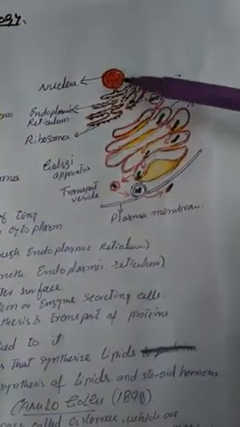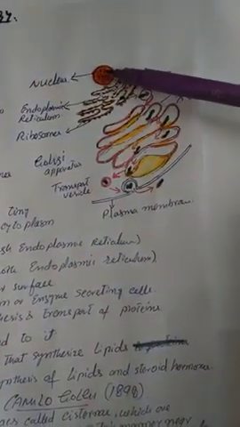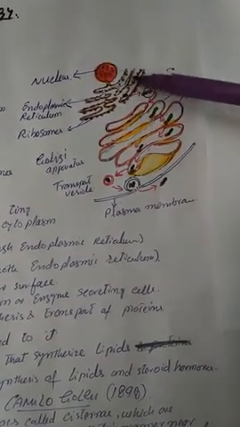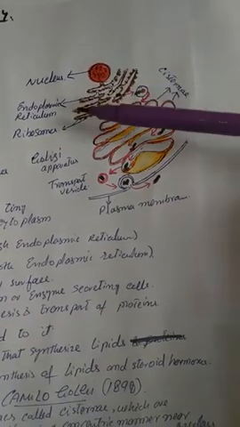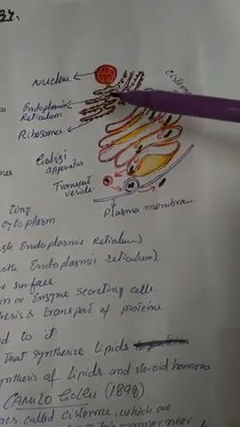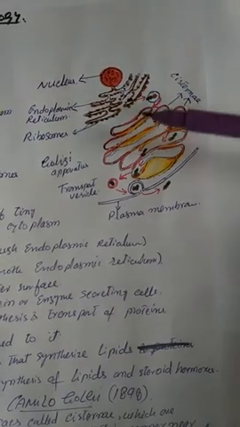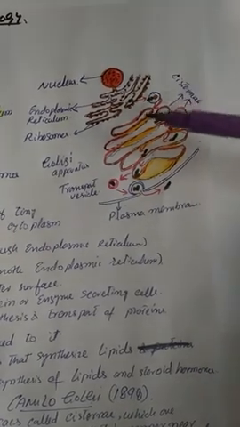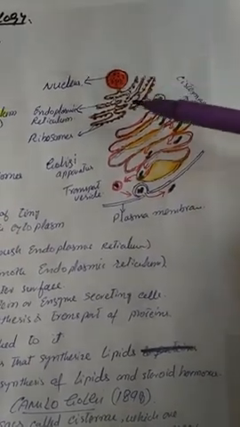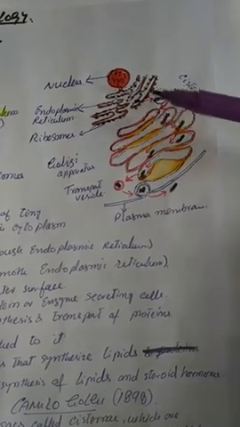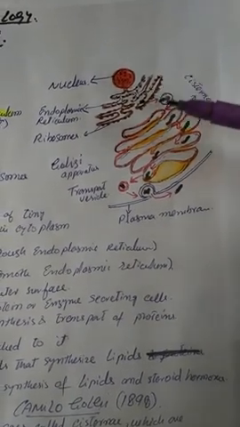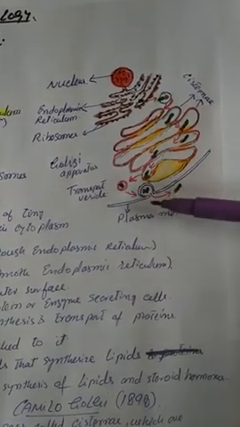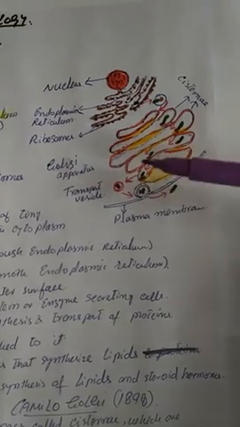Here this is the nucleus of a eukaryotic cell. Then this nucleus is attached to this endoplasmic reticulum, and the endoplasmic reticulum then communicates with this Golgi complex, and then the components formed, the lipids or proteins which are packaged, are transported through transport vesicles to the plasma membrane.